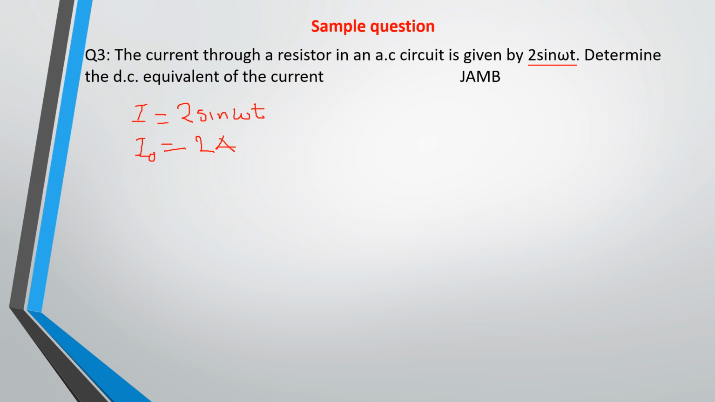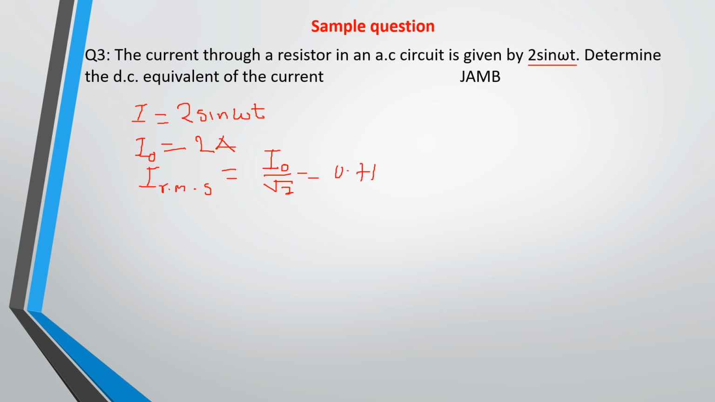Here they are asking you to find the DC equivalent. So what you are looking for is the root mean square value, and this is given to us as this all over root 2. Right? It's a JAM question. So you can write that.